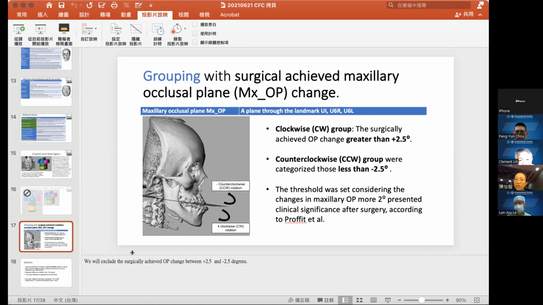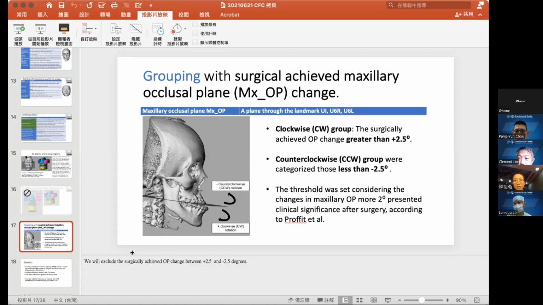So we added the effect over the clockwise group to see the surgical achieved occlusal plane changes of more than 2.5 degrees. And in the counterclockwise group, we categorize them as less than minus 2.5 degrees. This is how we define these two groups according to the maxillary occlusal plane.